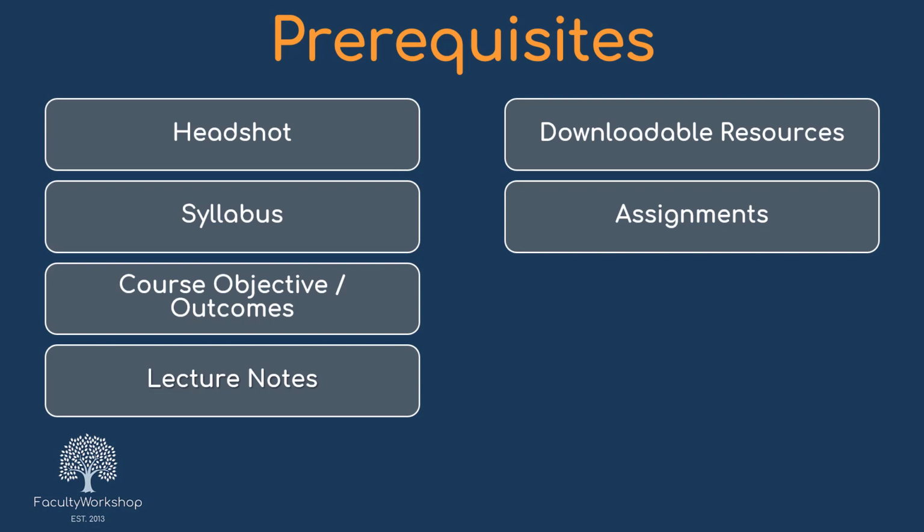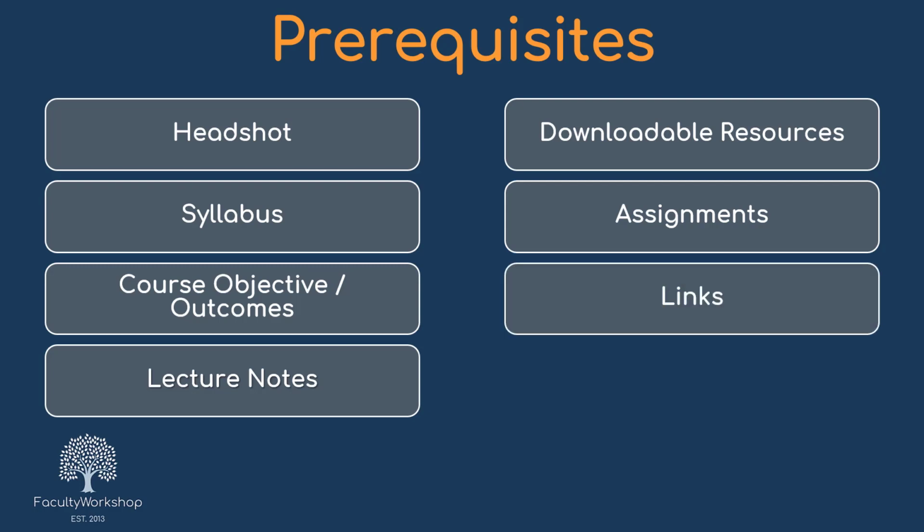Next, you will need a copy of all of the assignments that you plan on giving to your students. These could be assignments that are downloadable, or these could be assignments where students need to actually complete specific activities, assessments, or graded activities, I should say, on your Moodle course.